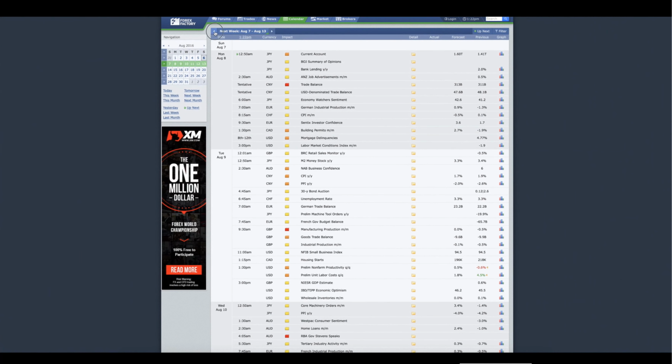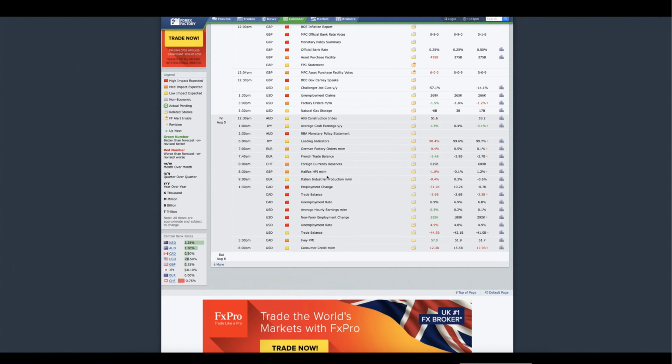So non-farm payroll, we're just going back to the Friday just gone. This is what non-farm payroll looks like. So we have the unemployment change and trade balance of Canada. And then we have here non-farm employment change, that came out pretty positive. Unemployment rate was pretty negative as there's more people unemployed for that particular month.